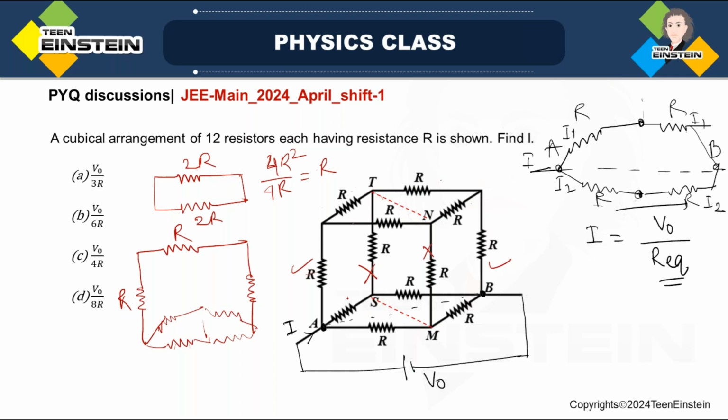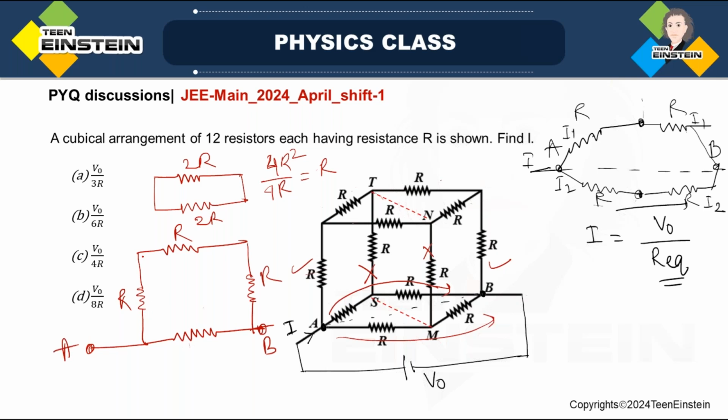So in the mirror symmetry here, what I'll do, I'll just see this will be in series. This will be in series. They are in parallel combination. Okay. So I have here R, and I have here again R. So I have to actually calculate the potential difference across this. Suppose this is A, this is B.